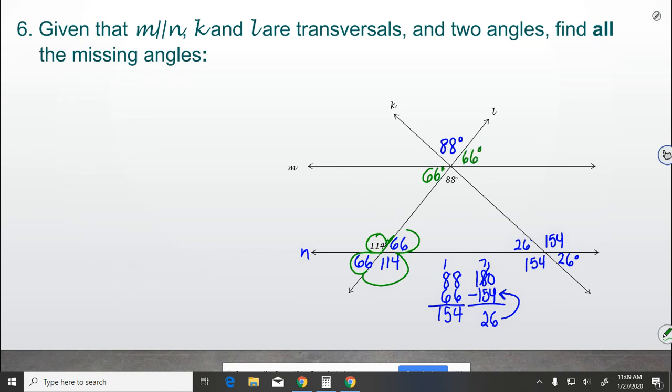Okay, remember the idea of corresponding angles. Corresponding angles are congruent. All right, then similarly, we can take the ones on the opposite side. So I'm going to take this 26 here and move those up the transversal, and they're going to match with these two here. So this is 26 and this is 26. And now I've found all of the angle measures.